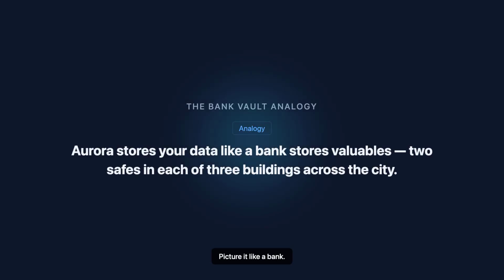Picture it like a bank. 2 safes in each of 3 buildings across the city. Even if an entire building burns down and 1 safe in another building gets robbed in the same week, your money is still accessible. That's the level of paranoia engineered into Aurora's storage layer.